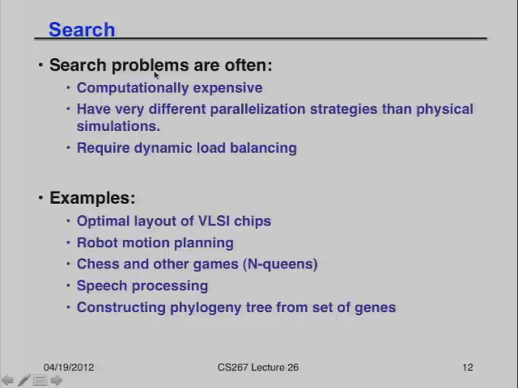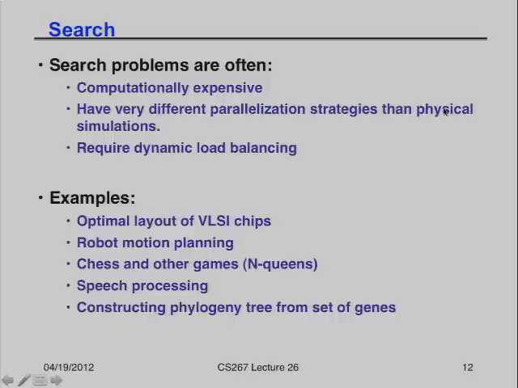So, search. Let me just talk about this. They're often very computationally expensive. Imagine you're trying to play chess. You have a search tree where each node in the tree is a chess board with all of the pieces out there, and you're not going to build that whole tree. You're going to search it a little piece at a time. And they have very different parallelization strategies.